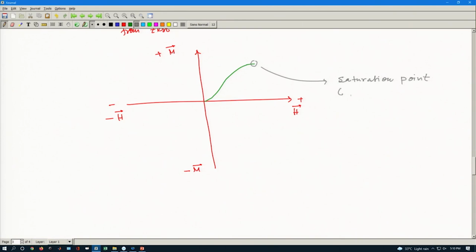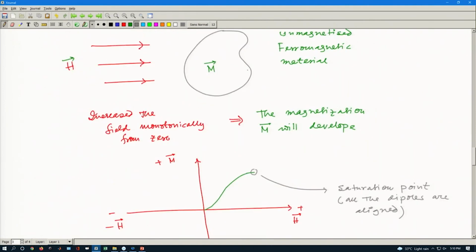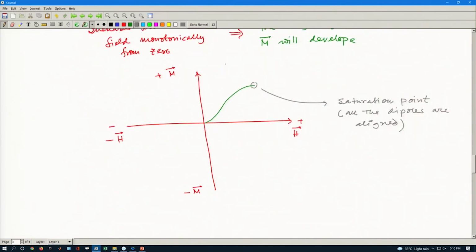Where all the dipoles are aligned, right. Whatever dipoles we are having inside the material, they will align. So, we have different dipoles and due to the gradual increase, they are now aligned. Now, I am going to decrease the H because they are saturated.